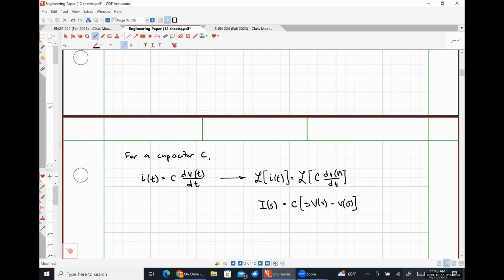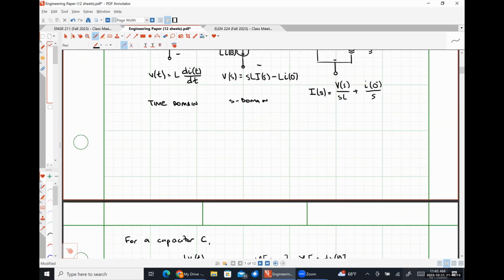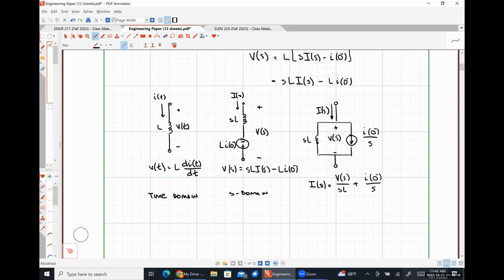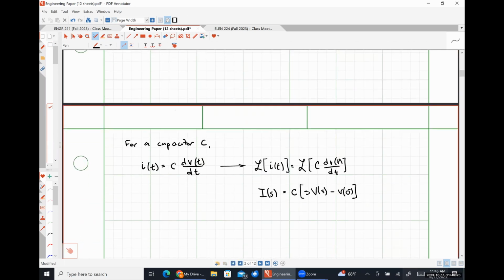Should literally be the exact same relationship that we had for our inductor, except that we're replacing I with V and we're replacing L with C. So let me scroll up here to make sure I didn't goof that up. Nope. Expanding things out, we have SC V of S minus C times V at 0 minus.